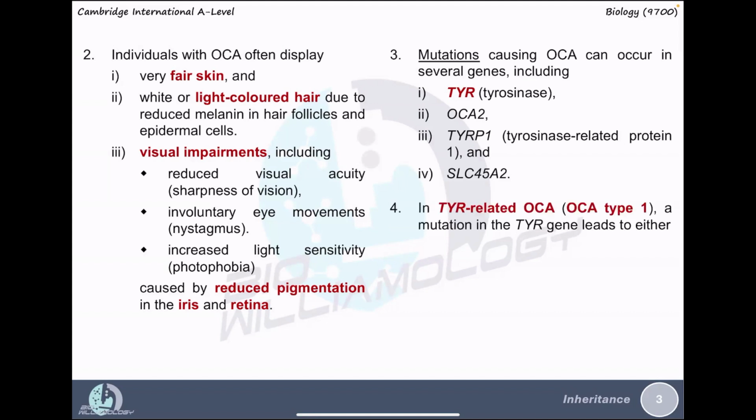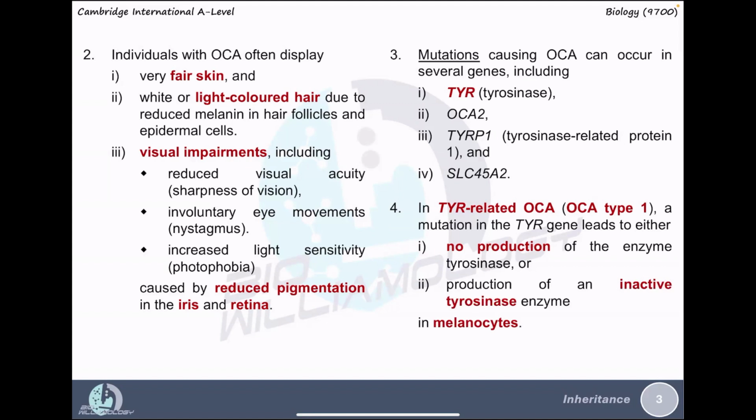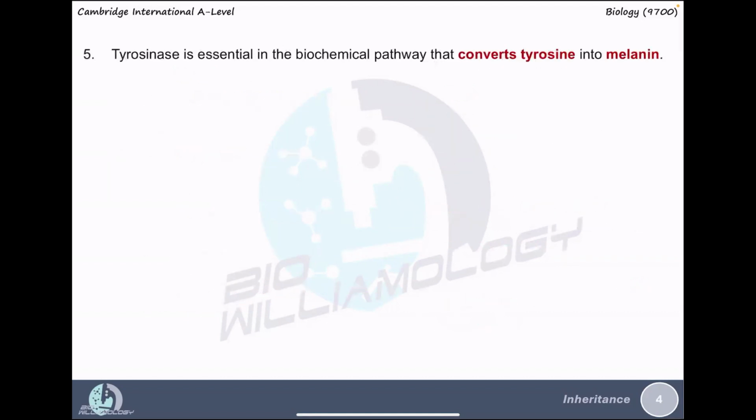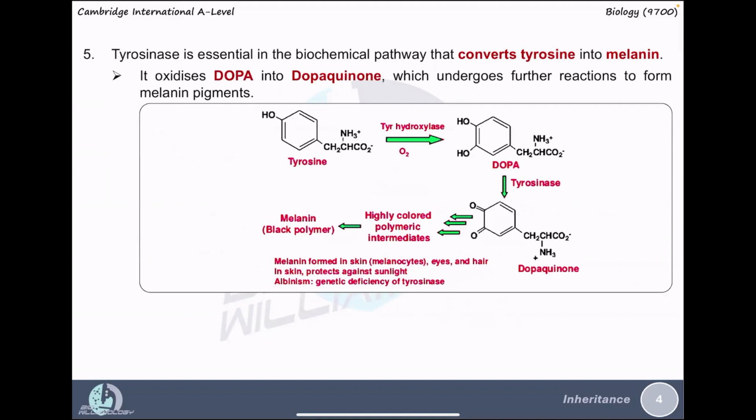So in TYR-related OCA, also known as OCA type 1, a mutation in the tyrosinase gene leads to either no production of the enzyme tyrosinase or production of an inactive tyrosinase enzyme in melanocytes. Melanocytes are the cells that produce melanin. So tyrosinase is essential in the biochemical pathway that converts tyrosine into melanin. The function of tyrosinase is to oxidize dopa into dopaquinone, which undergoes further reactions to form melanin pigment.